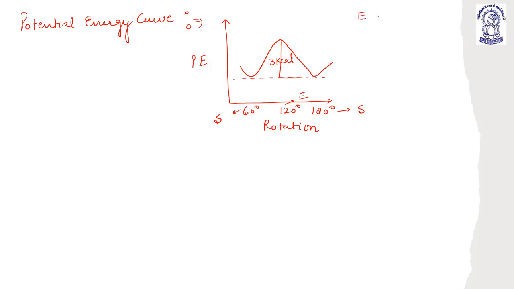so the eclipsed form minus the staggered form comes to be 3 kilocalories per mole. Okay, this is the torsional strain. 12.5 kilojoules per mole.